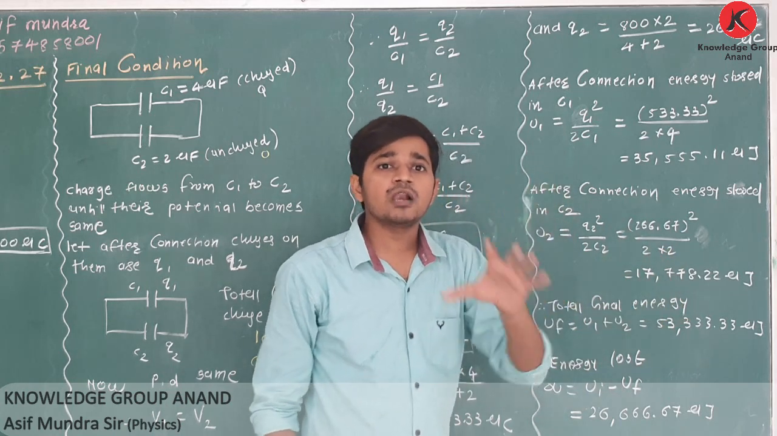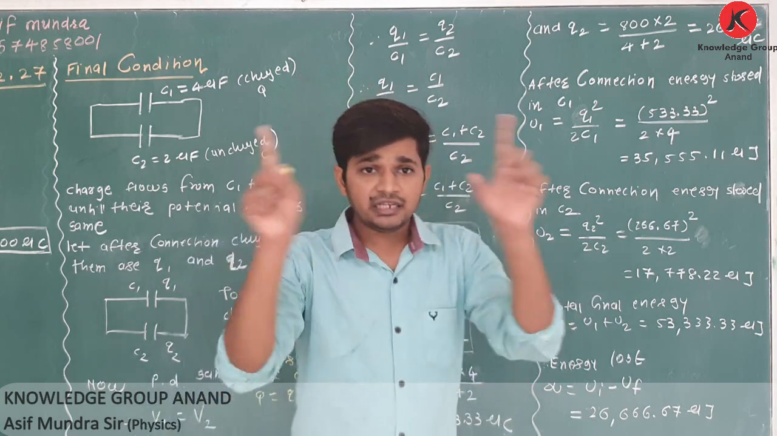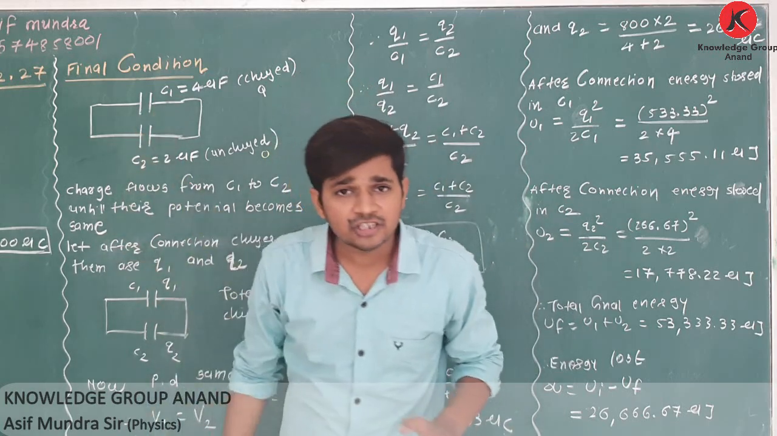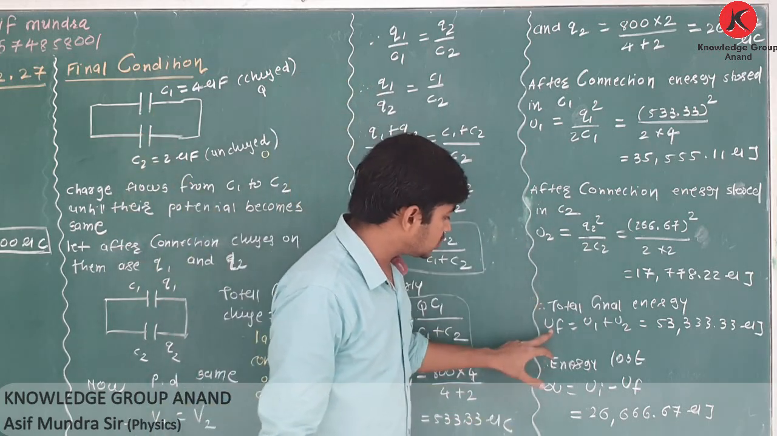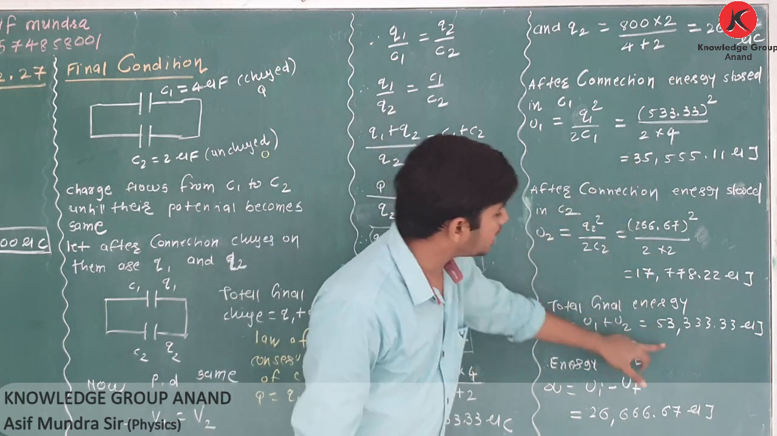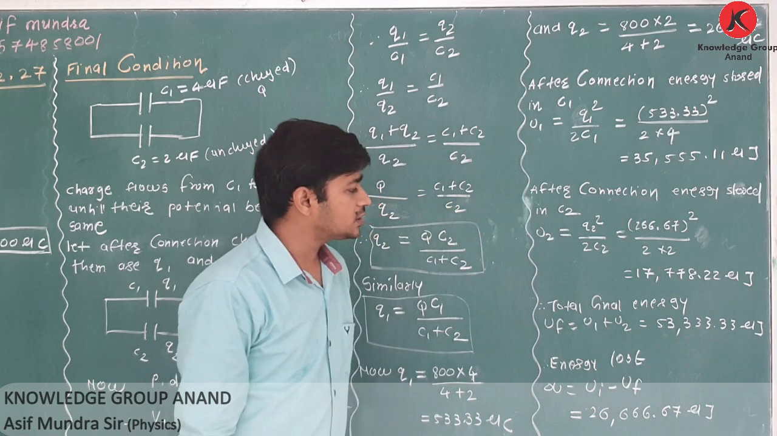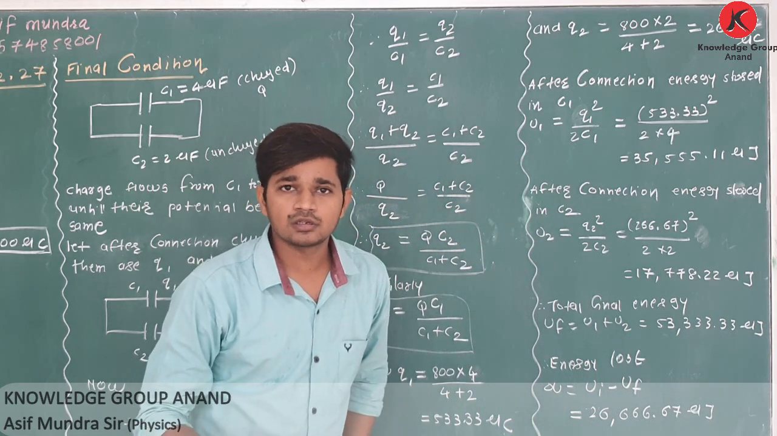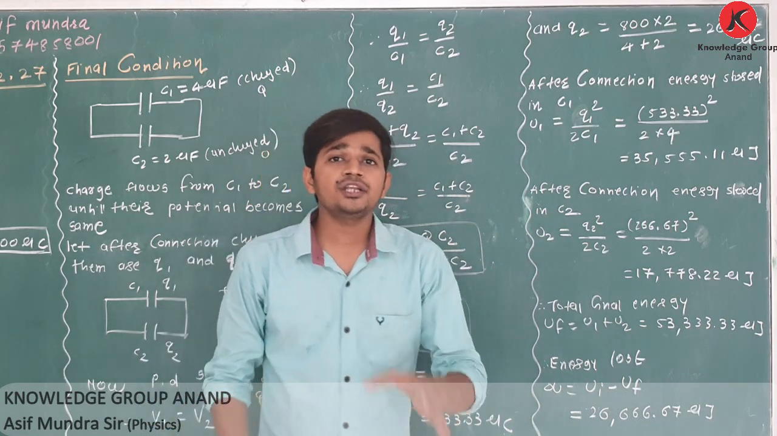So what is the total final energy? In the final connection, we have two capacitors. So total final energy UF is equal to U1 plus U2. If you add these energies, you will get 53333.33 microjoule. Clear? You have to find what is the loss of energy.